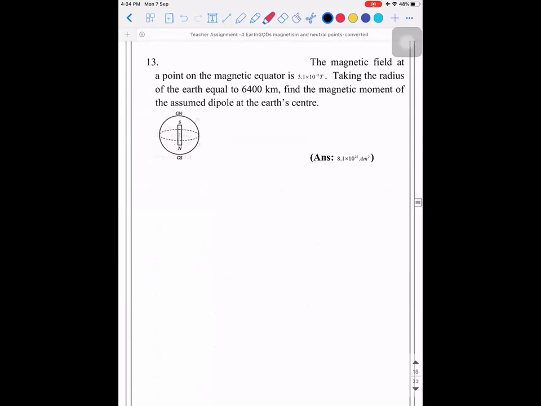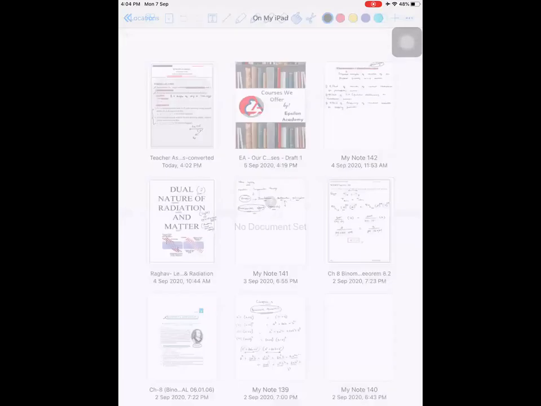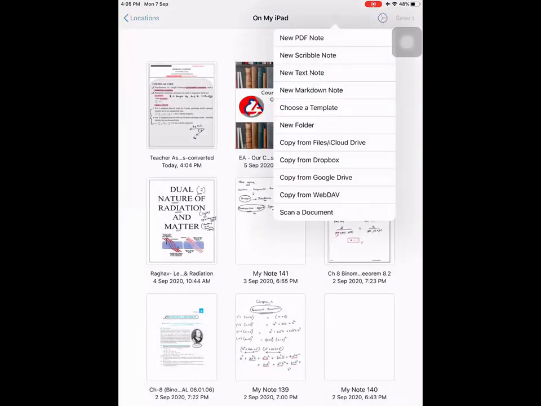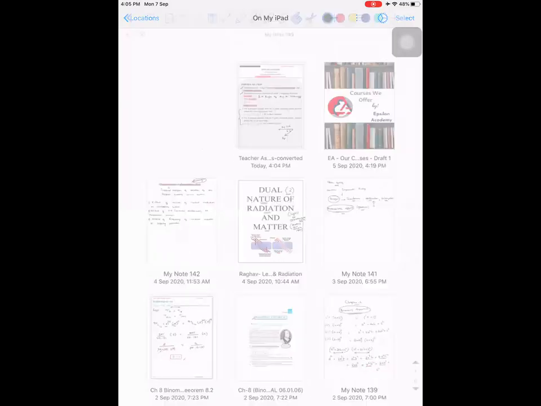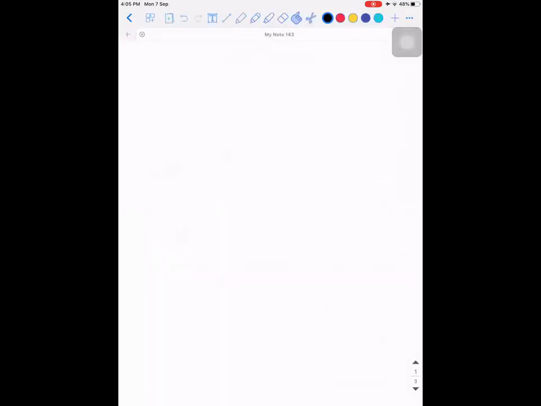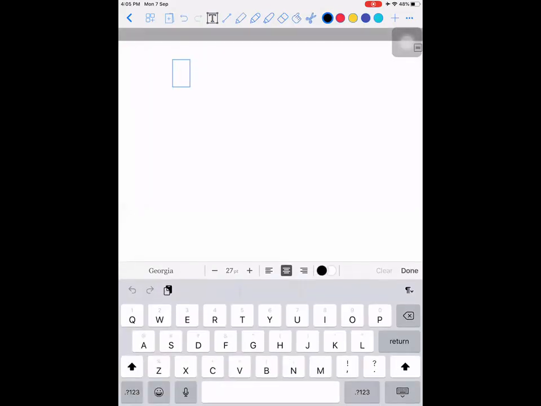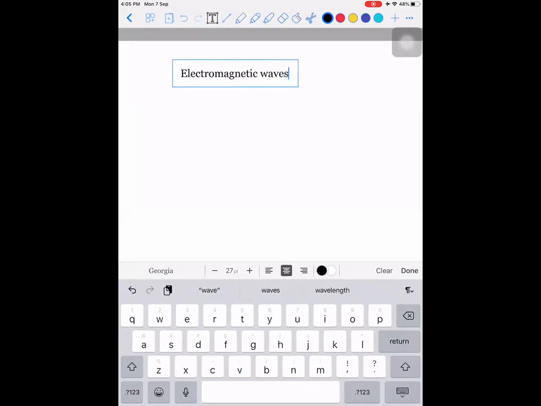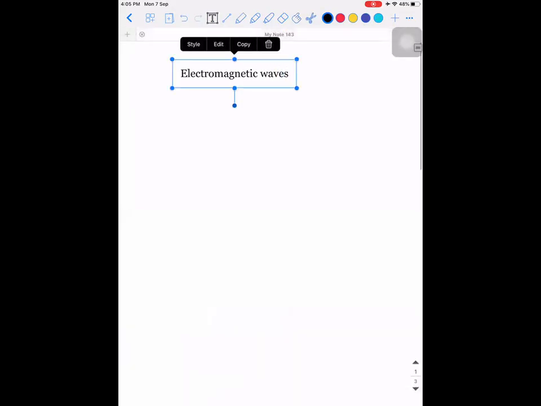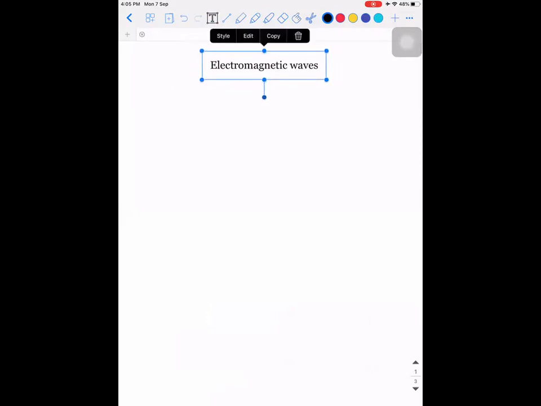Okay. So any other doubt from this chapter? Any other doubt? So assuming there are no doubts, we'll start the last chapter of this first volume, that is electromagnetic waves. Write it down. So electromagnetic waves, and the chapter number is 8. So it is the 8th chapter.